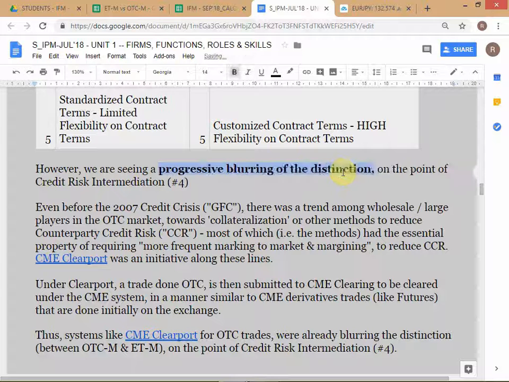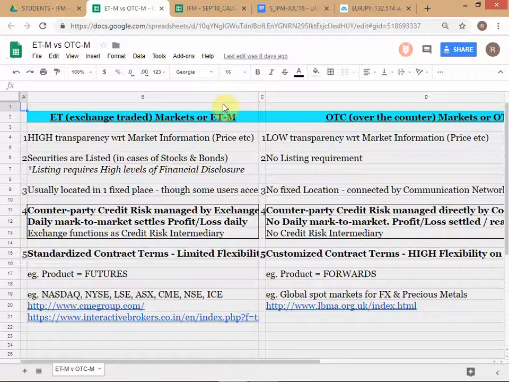What we have seen so far, as summarized on this spreadsheet, are the traditional distinctions between OTC markets and exchange traded markets. But due to the progress of technology, and due to certain events that happened in the markets like the 2007 financial crisis and the regulatory response that followed, the distinctions between these two types of market structures are slowly getting blurred. This is the second part of your learning on this module.